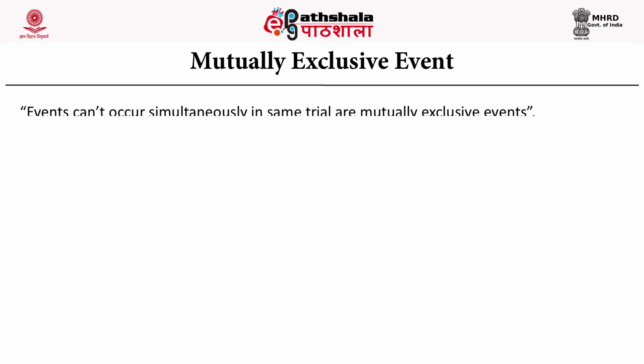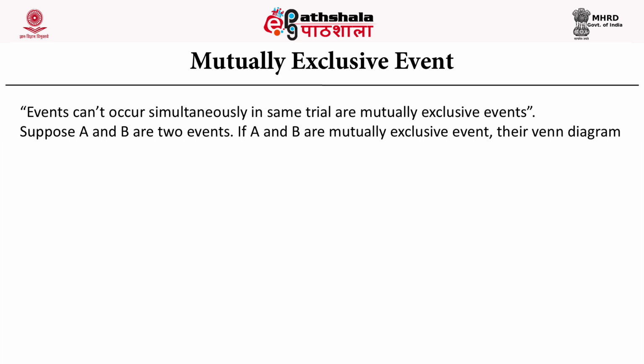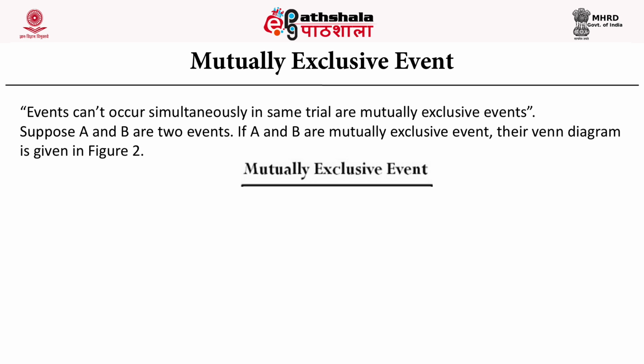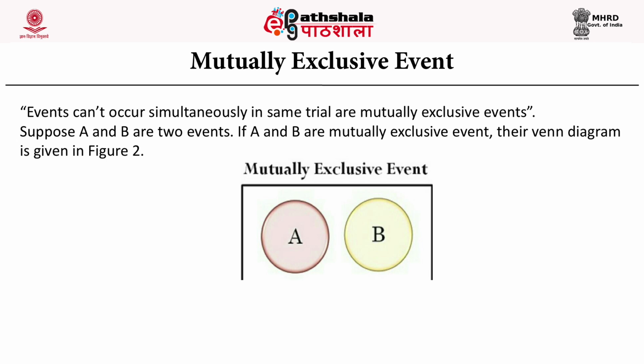Now the definition of mutually exclusive event. Events that cannot occur simultaneously in the same trial are mutually exclusive events. Suppose we have two events A and B. If A and B are mutually exclusive events, then one can easily see from the Venn diagram that these two events do not overlap on one another. So these are called mutually exclusive events.